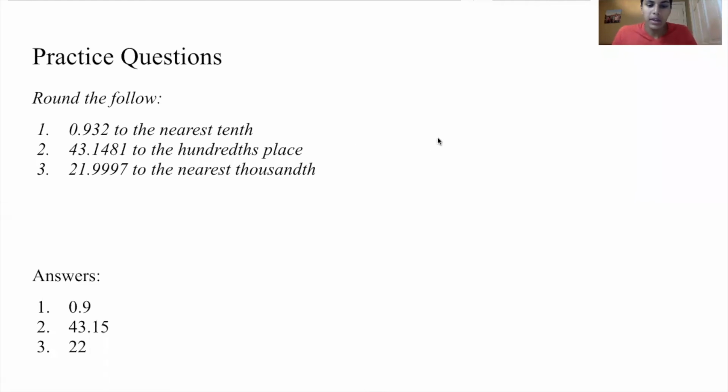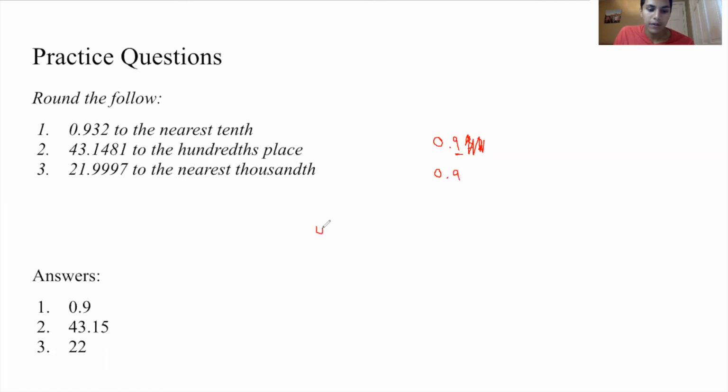So starting with 0.932, we're rounding to the nearest 10th place, so let's underline the 10th place. So that's this 9 here. So to determine whether we round up or down, we look at the digit to the right, which is this 3. So this 3 is on the lower side, it's below 4, which means that we're going to round down. So when we round down, all we do is simply drop all of the digits to the right, and we end up with 0.9 as our final answer.